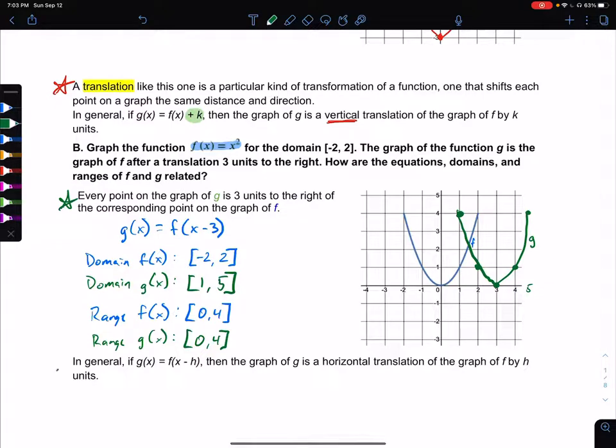So mentioned down here, in general, if g of x is equal to f of x minus h, that's where we talked about that minus 3, then the graph of g is a horizontal translation of the graph of f by h units. Horizontal translations are backwards. One last time, if you subtract, you're actually moving right. Let's say we had f of x plus 2. That actually would have been a shift to the left. We'll get into greater detail on that as the lessons go on. But for right now, just know that the k value determines whether it shifts up or down, and the h value determines whether it shifts left or right.